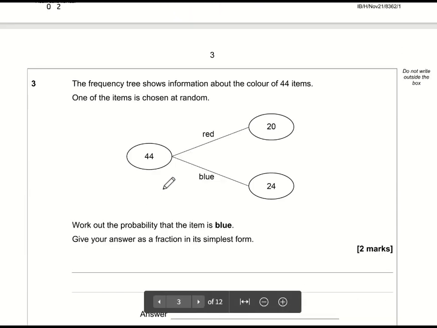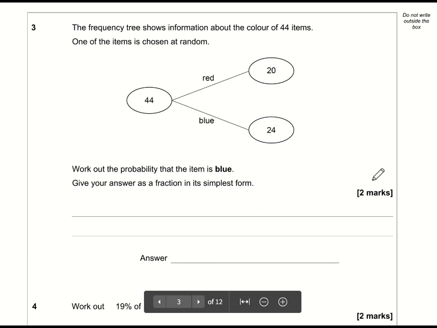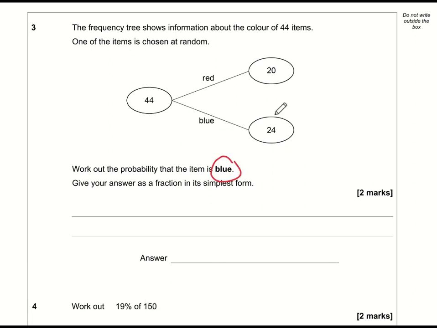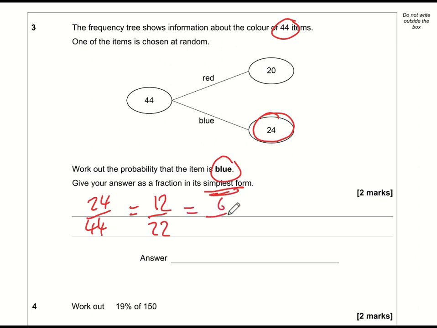Let's take a look at question number 3. We want to work out the probability that the item is blue. We know there are 44 items, and the ones that are blue are 24, so that is 24 out of the total of 44. Now this fraction can be simplified. It has asked for a fraction in its simplest form. We've got two even numbers, so divide top and bottom by 2, we get 12 over 22. The numbers are still even, so we can divide by 2 again, so that is 6 over 11. So the answer is 6/11.